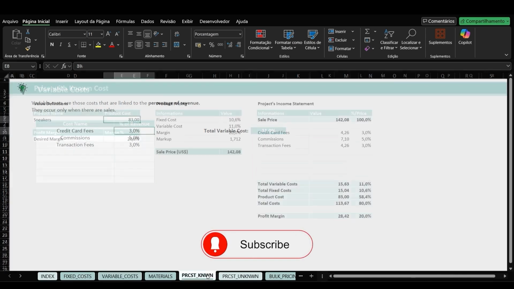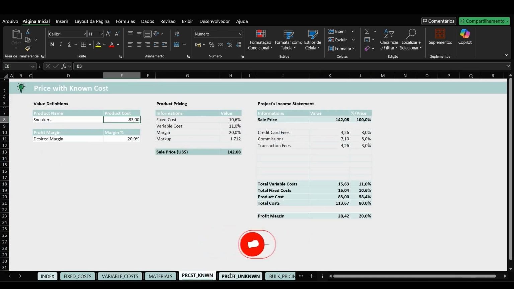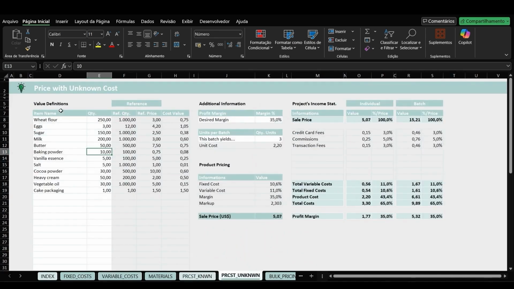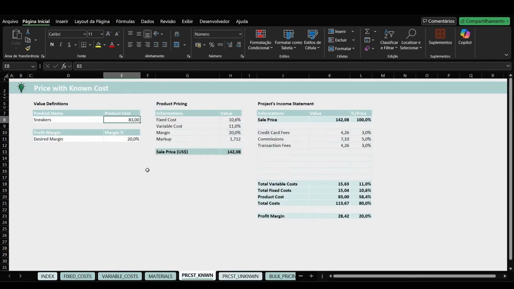So you come here to the tab for price with known cost, remembering that price with unknown cost is that other tab I showed you. When you create your product from various materials, price with known cost, you're going to enter the name of the product as well as its cost. Total cost that it cost you. So in this case, I'm putting in $83.